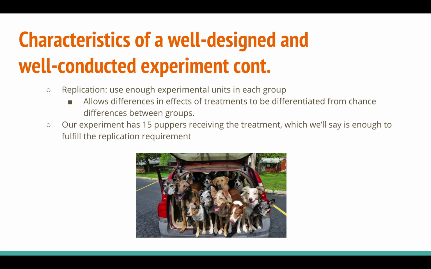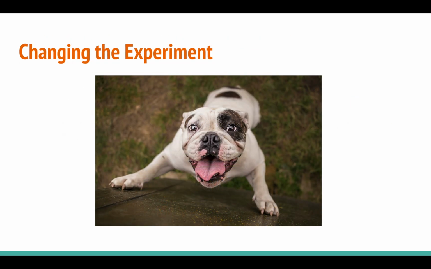This means that enough experimental units are used in each group so that the differences in the effects of the treatments can be differentiated from chance differences between the two groups. In our case, 15 puppers are receiving each treatment, so we will say that is enough to fulfill the requirement. Now let's explore some of the other experimental designs.